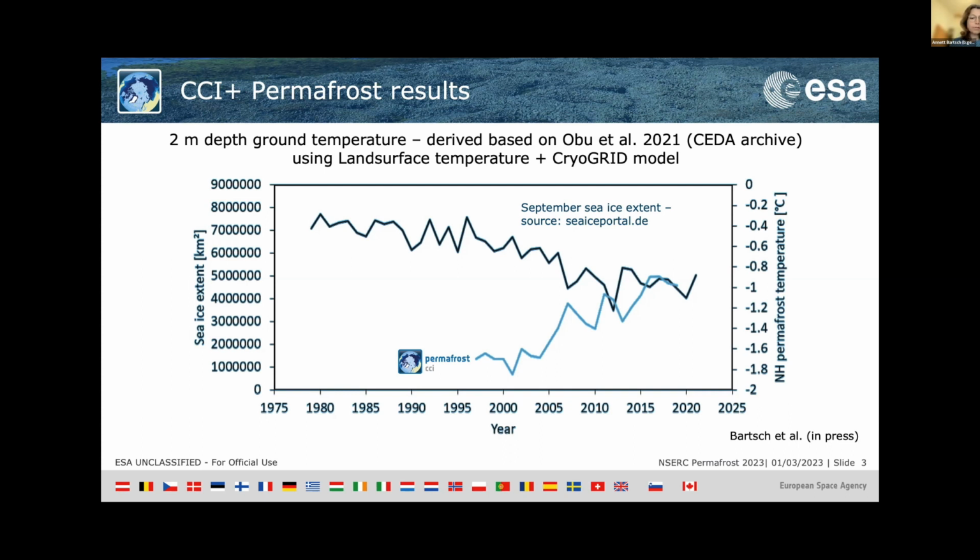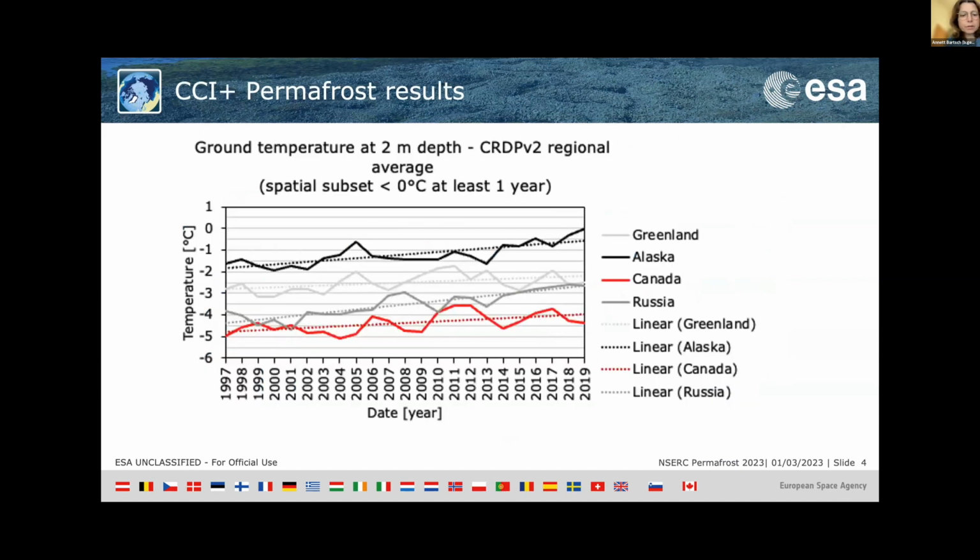Well, we can split this up for different regions. There are some regional differences. These trends are a bit more pronounced for Alaska and Russia, and slightly less for Canada and Greenland on average. But the trend is there everywhere.